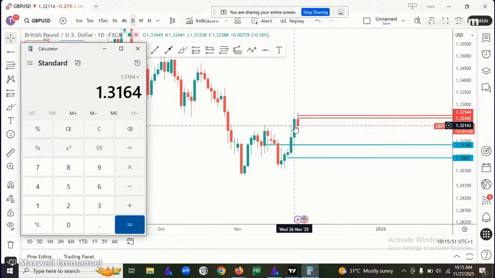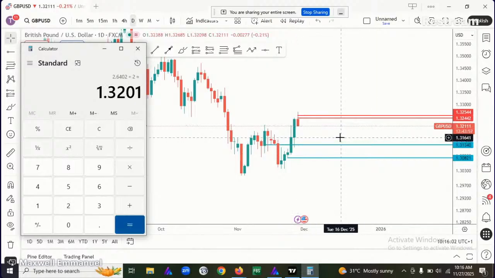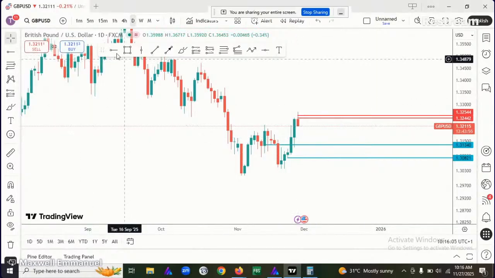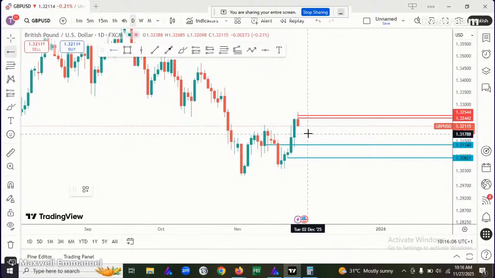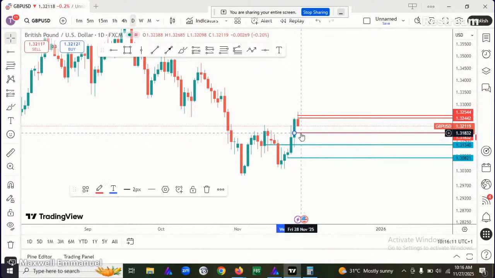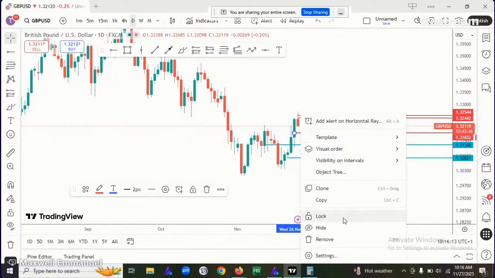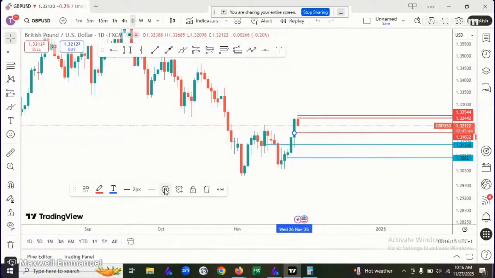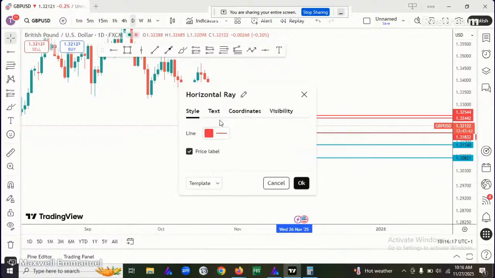1.3164 plus 1.3238, divide, this is 1.3201. I hope I'm correct. So that's the average value for GBP USD. So there's a high probability that price is coming to test that level. So if you're considering buying, 1.3201.